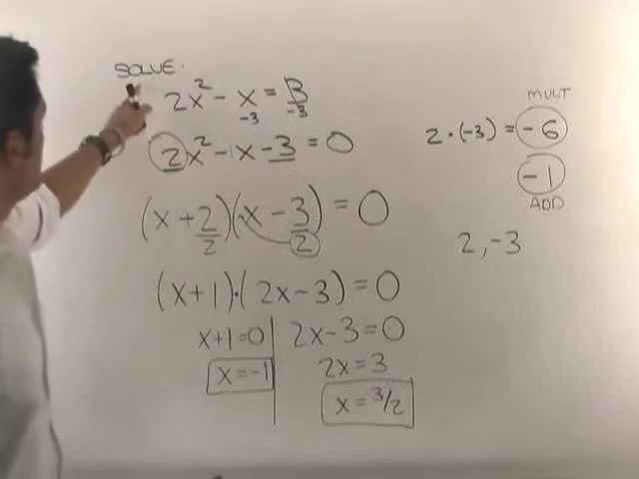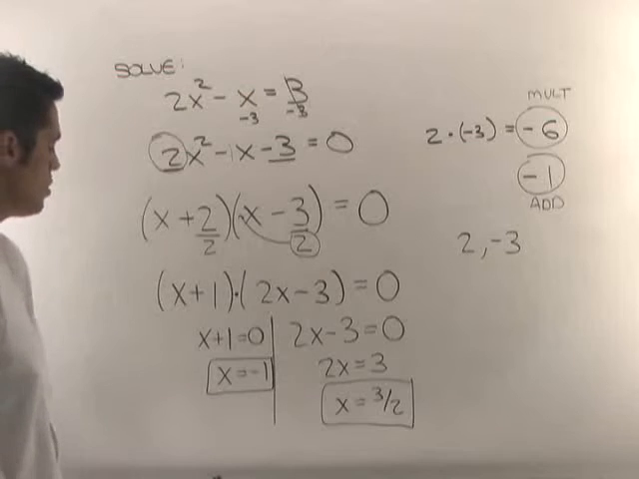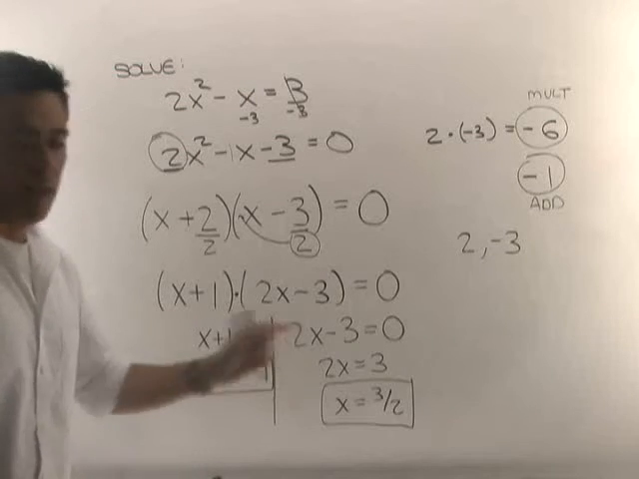So the two solutions to this original quadratic equation are the values x is negative 1 and x is 3 halves.